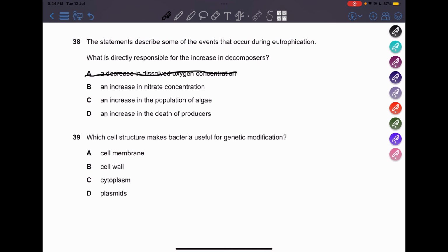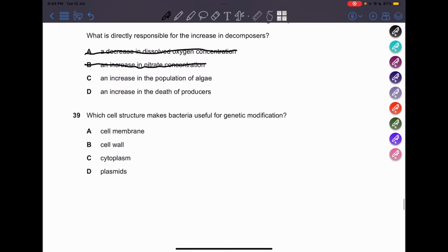So no. B, an increase in nitrate concentration. Again, this is not something directly responsible for the increase in decomposers. C, an increase in the population of algae. Now, this is actually not a reason for decomposers to come, because there is no dead organism, and we know that decomposers actually process the dead or the remains of dead plants. So no, and our answer is going to be D, because we know that decomposers come around when there is a death of producers, and they perform aerobic respiration, which actually decreases the dissolved oxygen concentration in the water.